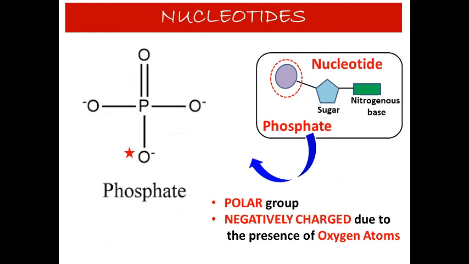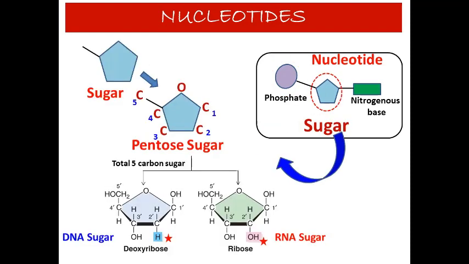Now, we have to know which sugar is present where. Deoxyribose is present in DNA, and the ribose sugar is present in RNA. To remember, you can correlate in this way that the starting D of DNA comes from its sugar, that is deoxyribose. And in the case of RNA, it starts with R, and the sugar here is ribose.